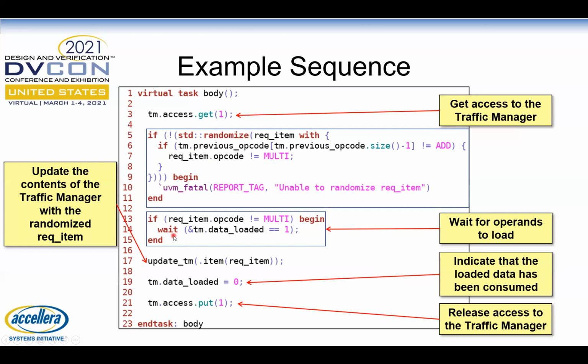The idea behind the placement of the semaphore requests and release is that a sequence should never hold access to the traffic manager for more than a delta cycle of simulation time. Because if it does, then other sequences are prevented from utilizing the traffic manager.